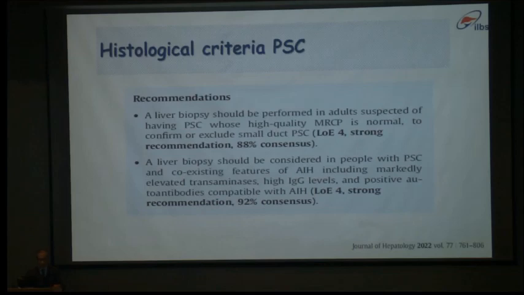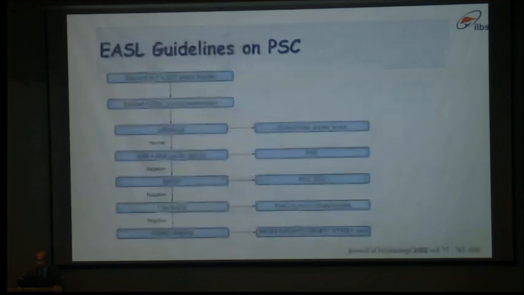So liver biopsy, they have mentioned that in a patient with suspected PSC, when the MRCP is normal and you are suspecting small duct PSC, then it should be done. And also in patients with suspected overlap, that is autoimmune features, liver biopsy is recommended.